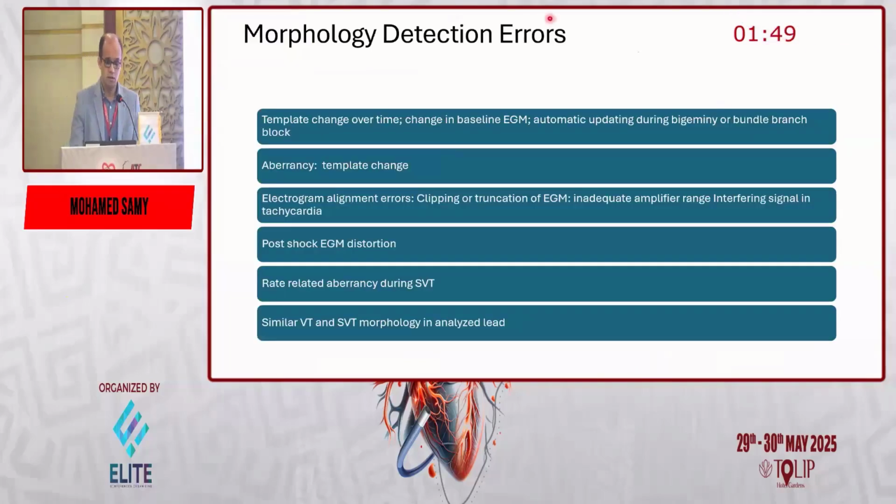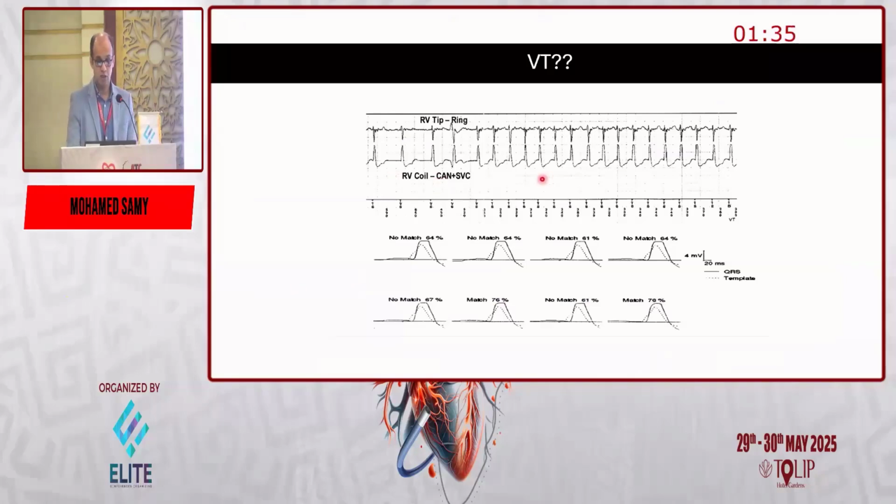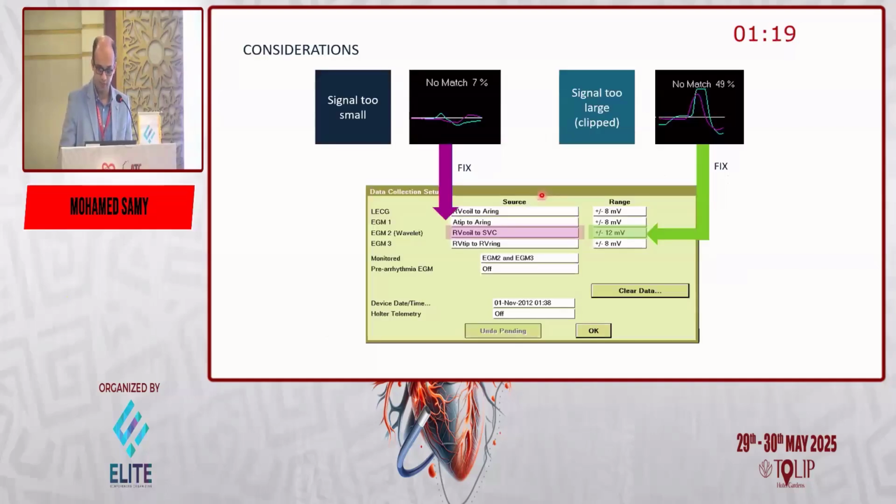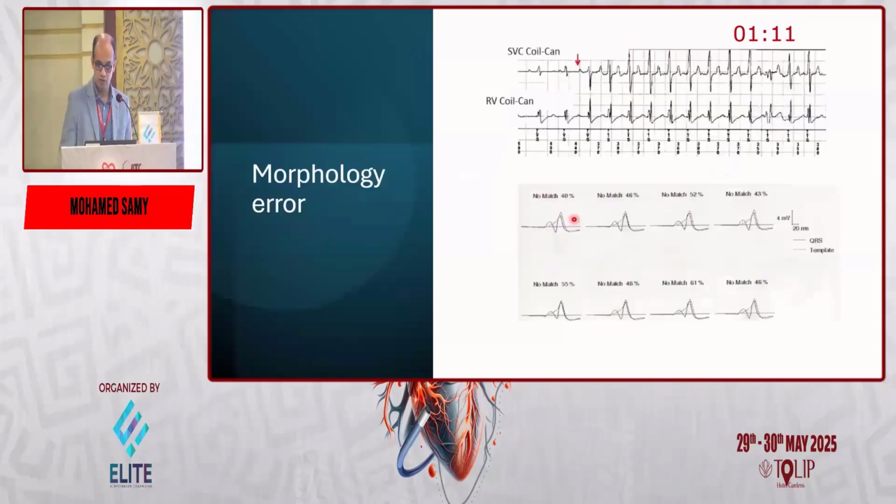Although it's a good algorithm, it still has problems. We may get aberrancy during tachycardia, post-shock distortion of the EGM, and similar VT and SVT morphology, and we can appreciate it here. The device says this is a VT, but our eyes say no, this is an SVT. Looking at the morphology discrimination, we can see that it was clipped, and that's why there was a mismatch and it was treated as VT. During programming, we should increase the range in order to avoid clipping of the signals.